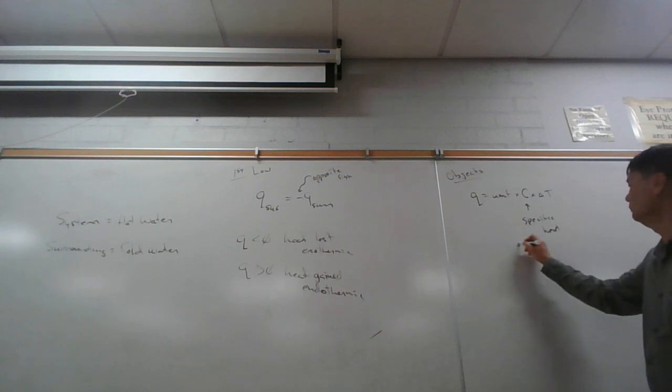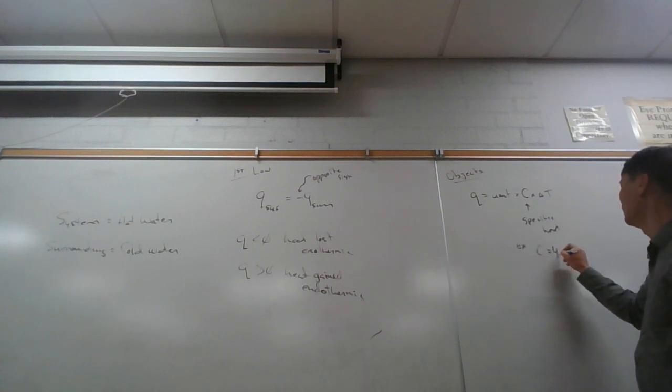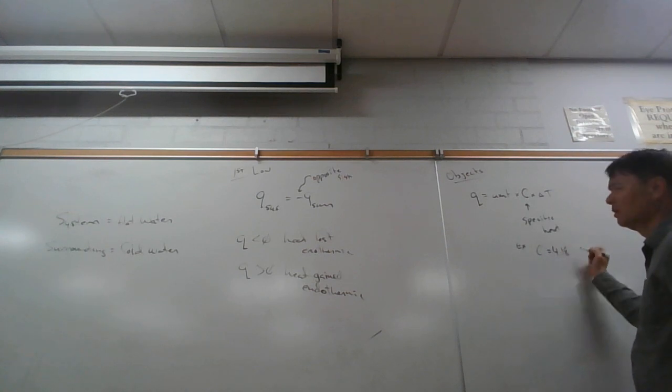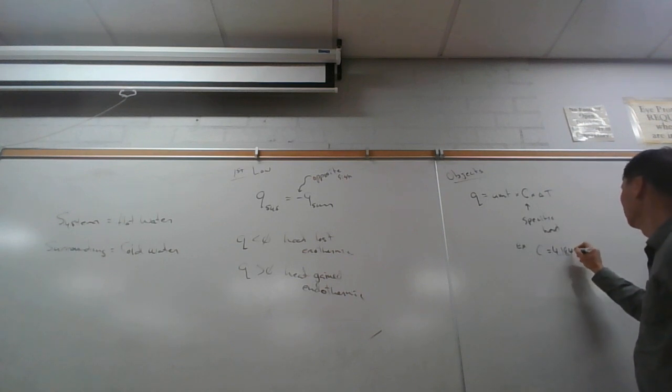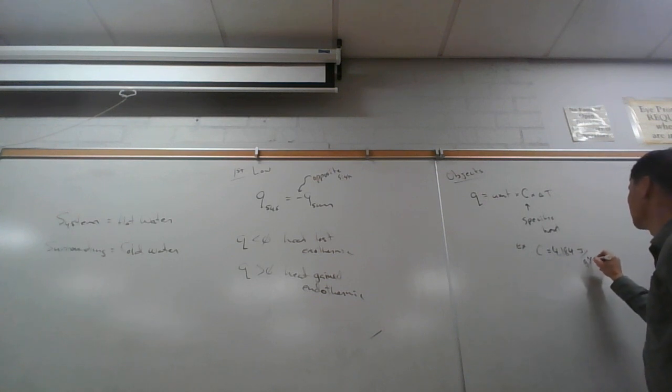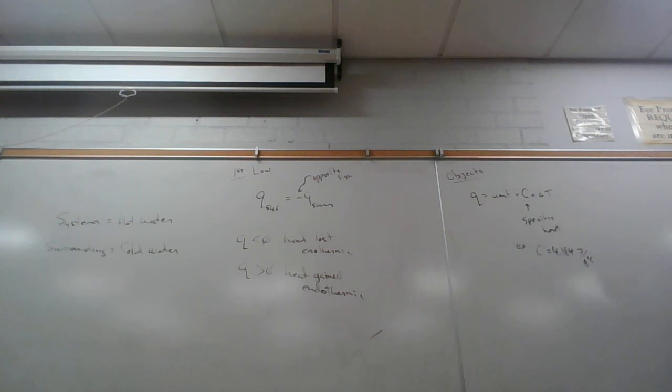So for example, water has a C of 4.18. Do we want to go 4 sig figs? We'll go 4.184 joules per gram degrees C. A little bit different. This is for water, which is fairly high. It takes a lot of heat to heat up water. Versus if you had copper, copper is much less than 1. It's like point something. It's pretty small. It doesn't take much heat.